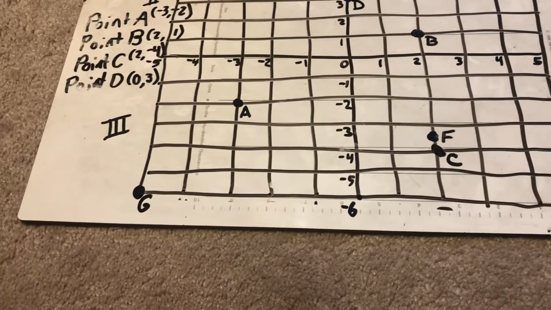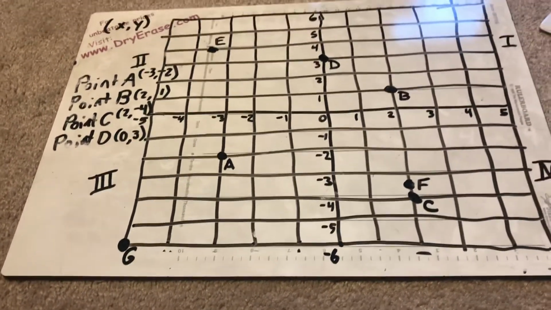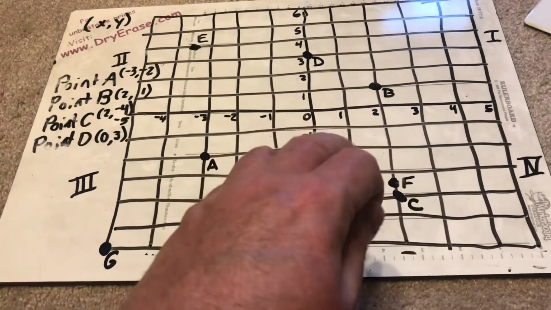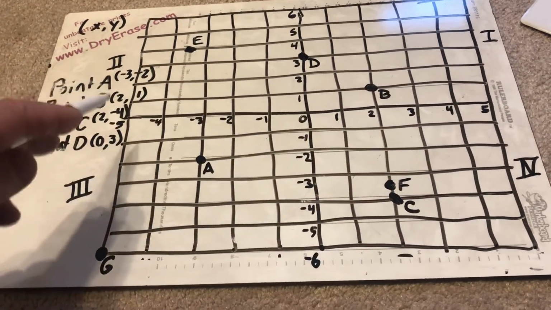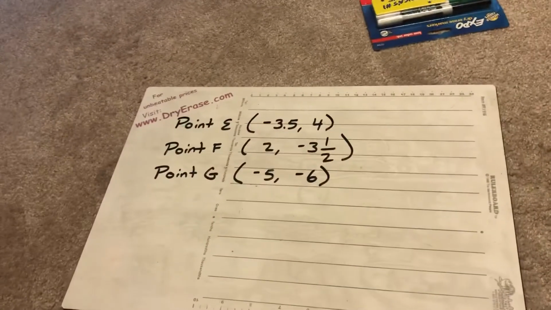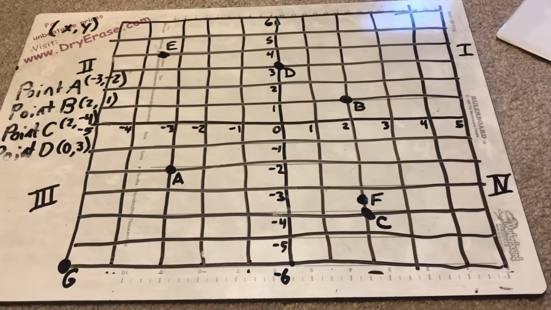All right, and that's kind of what's happening there on this assignment. So the first part, you're going to be given plots on an ordered pair. You're going to have to write what ordered pair goes with the point. The second part, you're going to be given the name of the points with the ordered pair. You're going to need to plot them on the graph that's given.